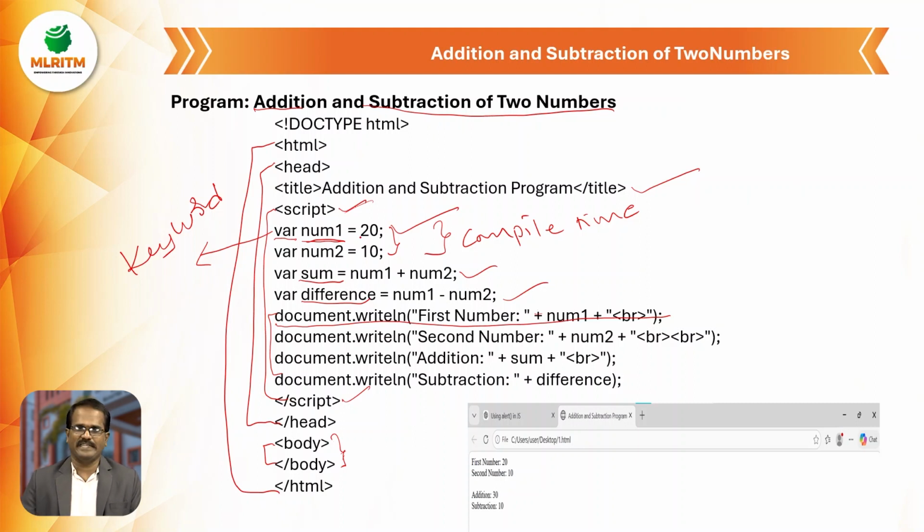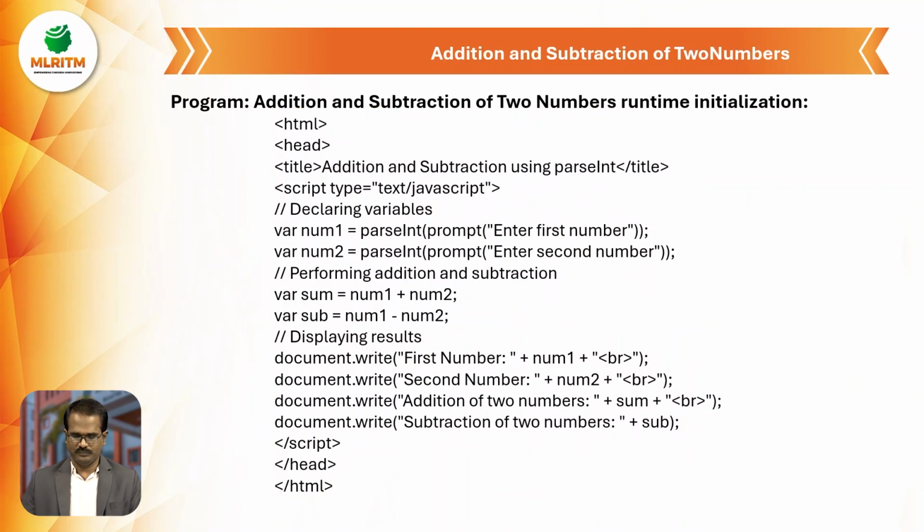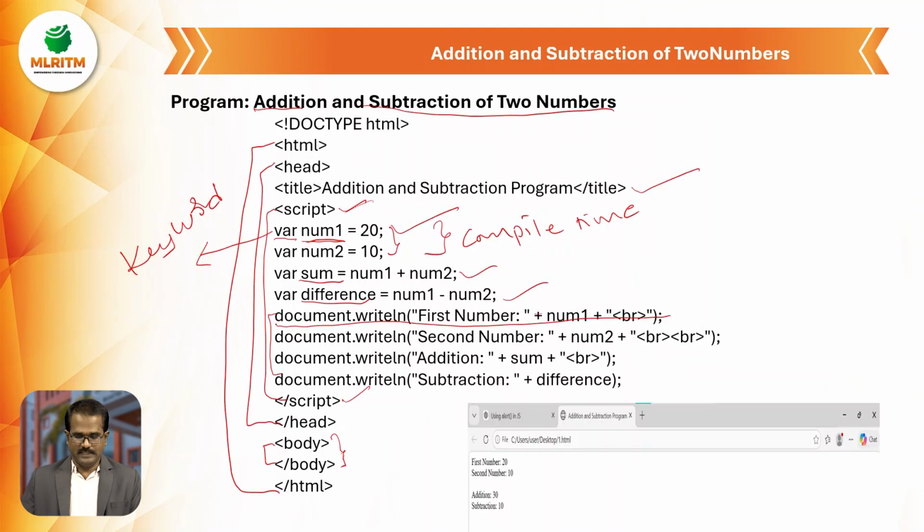What is num1 here? 20. Second number is 10. After printing these two numbers, addition sum. What is the sum value? Num1 plus num2, 30. Difference is 10. This is the output. So in this way, we are doing addition and subtraction of two numbers. This is the program for compile time initialization.